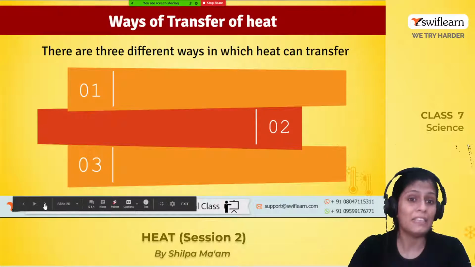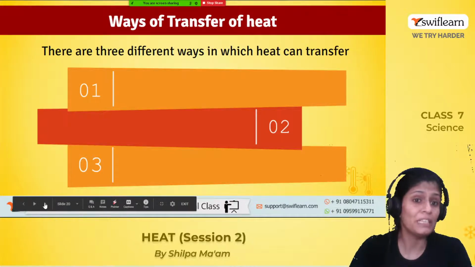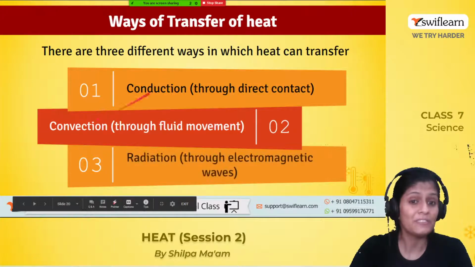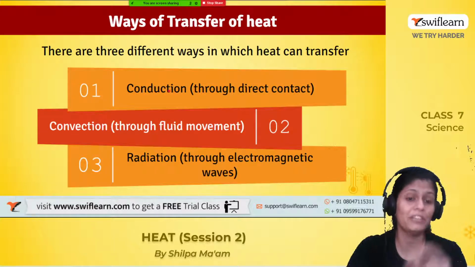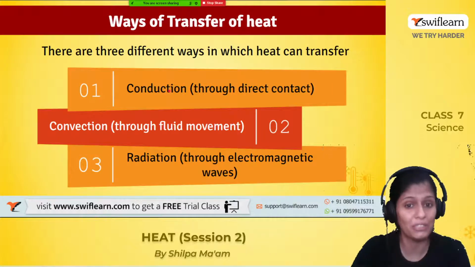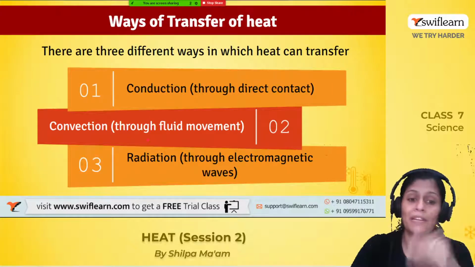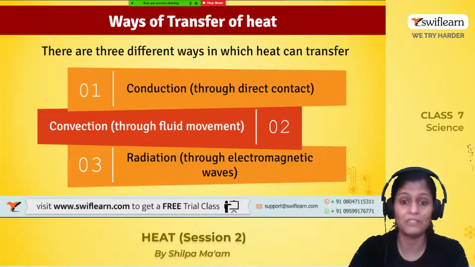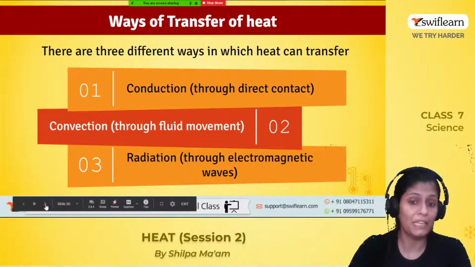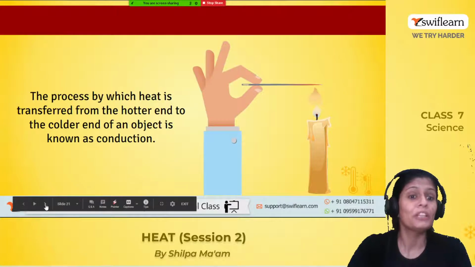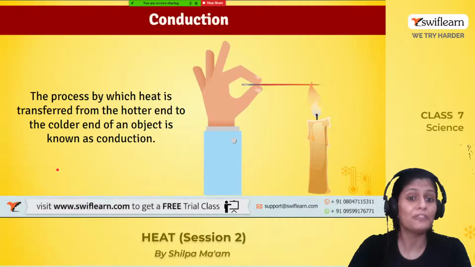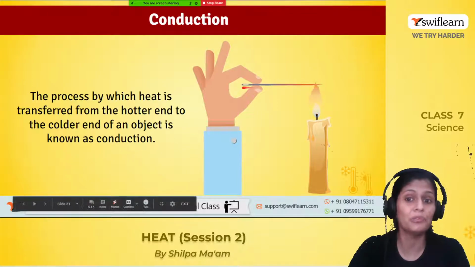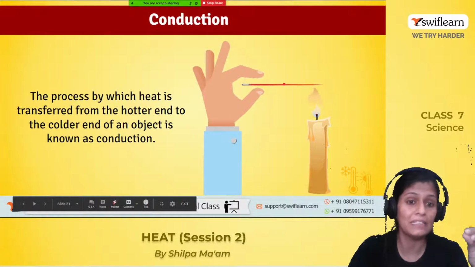That is, there are three different ways in which heat is transferred. What are the three ways? First is through direct contact, if you are touching something and the heat is transferring. Second is through fluid movement, that is, the fluid is moving from one place to another and is causing the heat transference. Or third is through electromagnetic waves. Now, the process by which heat is transferred from the hotter end to the colder end of an object is called conduction. Let's suppose there is a needle in your hand.